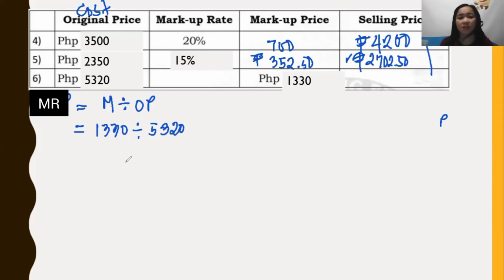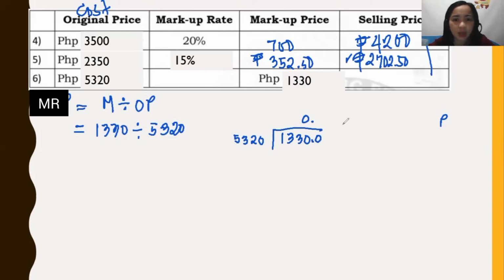So, medyo mahirap kasi may division. Pag rate talaga ang nawawala, medyo mahirap dahil may division. But let's divide it. 1,330 divided by 5,320. Obviously, this is 0. Kasi hindi naman talaga kaya. Then we add 0.